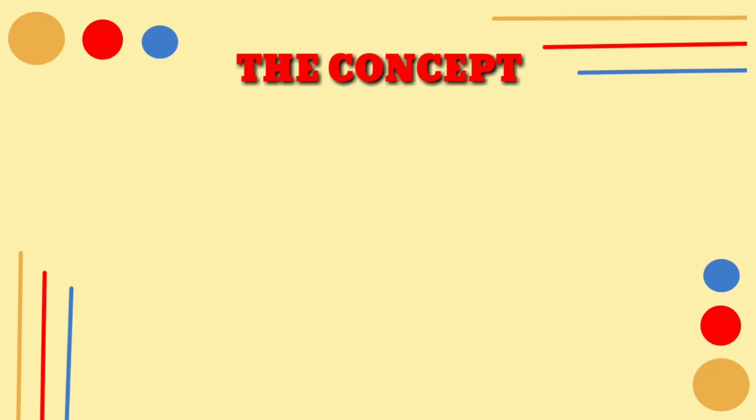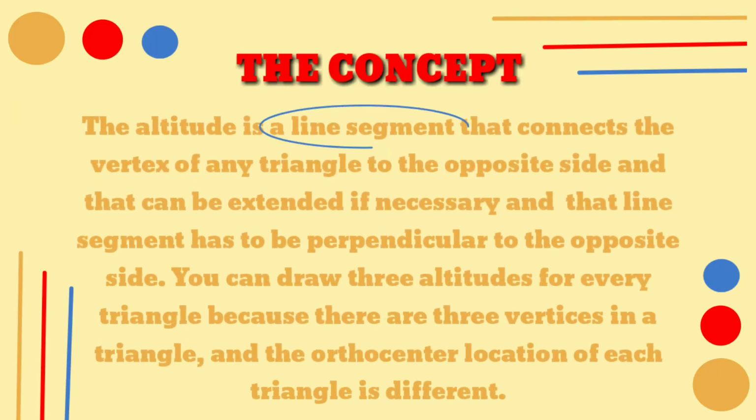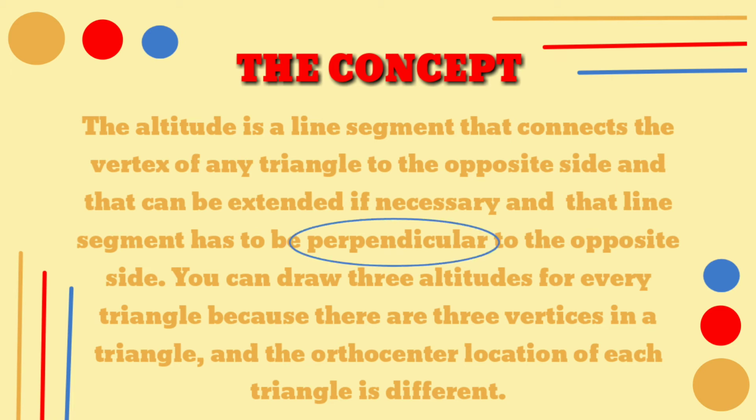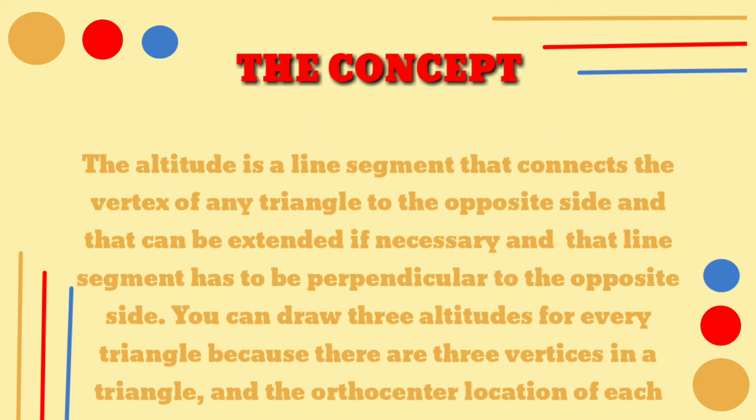So, the concept of the altitude is a line segment that connects the vertex of any triangle to the opposite side, and that can be extended if necessary. And now, that line segment has to be perpendicular to the opposite side. You can draw 3 altitudes for every triangle, because there are 3 vertices in a triangle, and the orthocenter location of each triangle is different. For a right triangle, the vertex at the right angle will be the orthocenter.